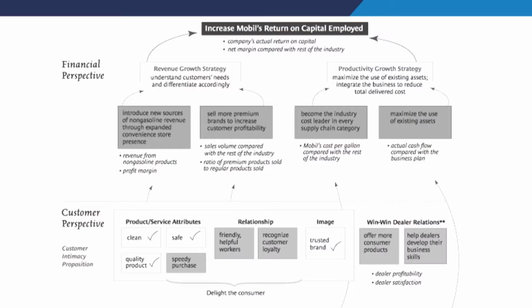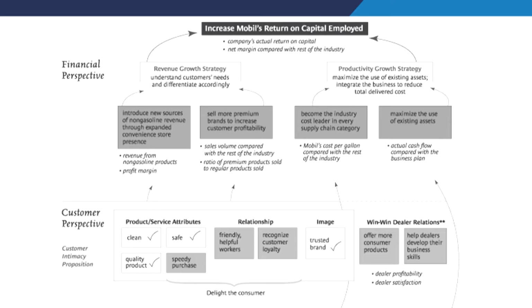So this is how it goes. So, increase Mobil's return on capital employed. How Mobil has increased its ROCE, that is what the case is talking about. The first and most important point is the financial perspective. In order to improve the financial perspective, the company had to look into two important parameters.